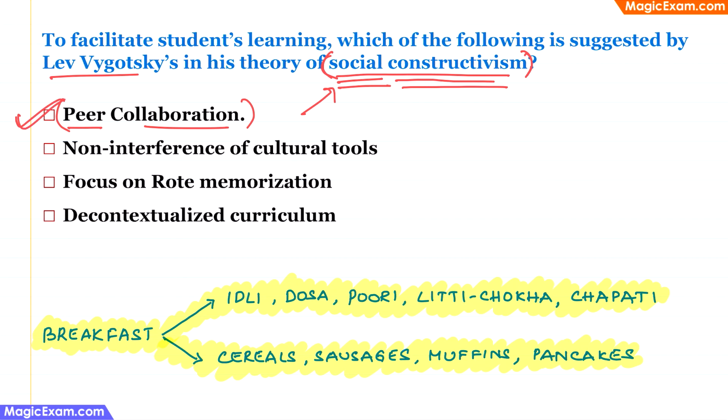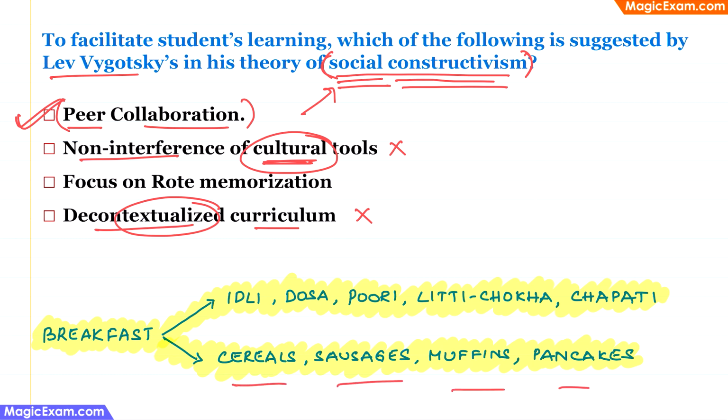Now, if you look at the other options, the next one says non-interference of cultural tools. This is absolutely incorrect, because cultural tools are absolutely essential. And similarly, the last one, that is decontextualized curriculum, is also absolutely incorrect, because both culture and context are very, very important in education. For example, if I'm talking to Indian children about breakfast, and if I tell them that you should have cereals, sausages, muffins and pancakes for breakfast, then they might not even be able to understand what I am talking about, right?